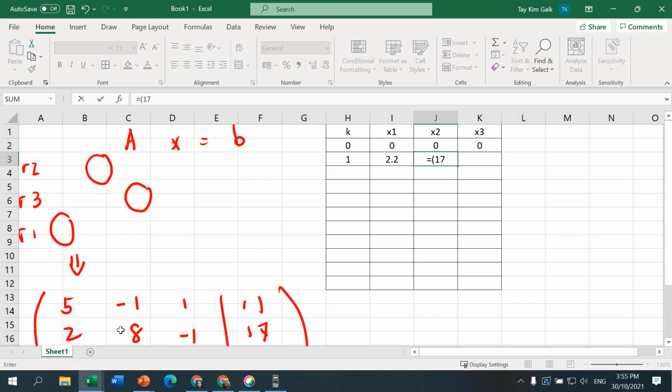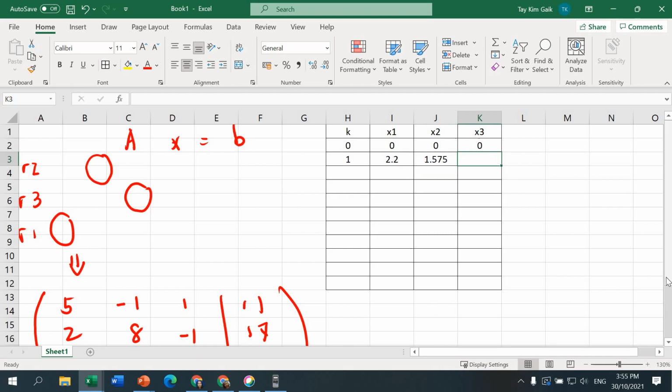From the second equation, after you arrange it to become diagonally dominant: 17 minus 2 times, because the coefficient of x1 is 2, times x1, taking the latest one. So this is what I mean, x1 at step k plus 1. If you take this value, then this is x1 at step k. In the second equation, the coefficient for x3 is negative 1, bring to the right hand side, becomes plus 1 times x3. x3 will have only the initial value. Divide by the coefficient of x2, which is 8.